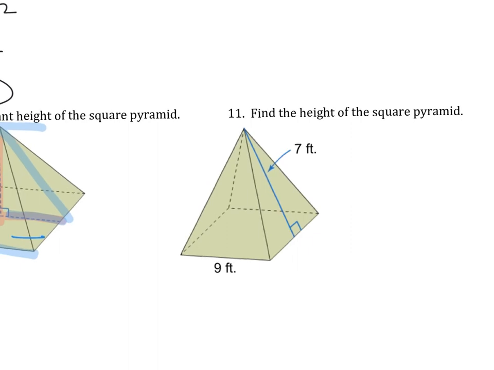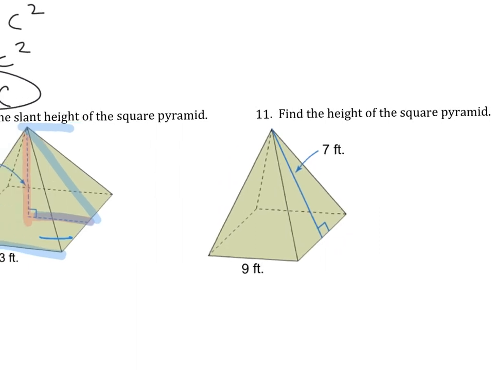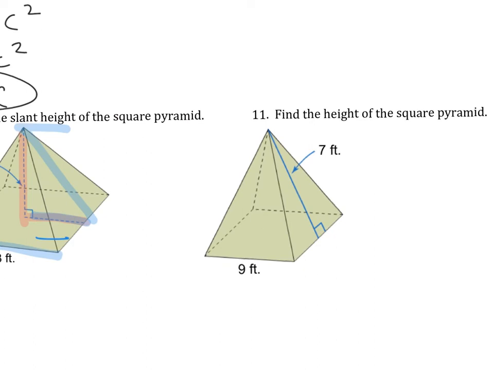Let's take a little bit of a further look at number 11. Here, you're given the slant height is 7. You're given this segment right here is 9. All right, let's draw a triangle. We're not given the triangle here. We have to draw it in there. Okay, so there's a right angle there. We're trying to find the height. So that means we're trying to find this. I'm going to call it h for height. What is this segment right here? Is it 9? No, it's going to be half of 9. It's going to be 4.5.